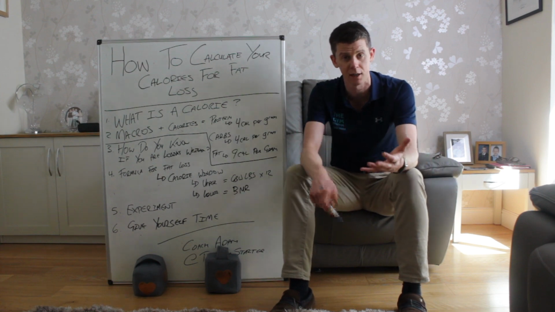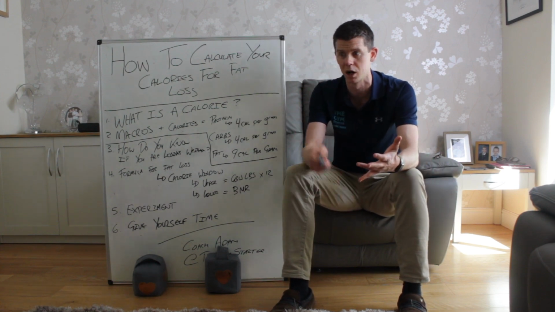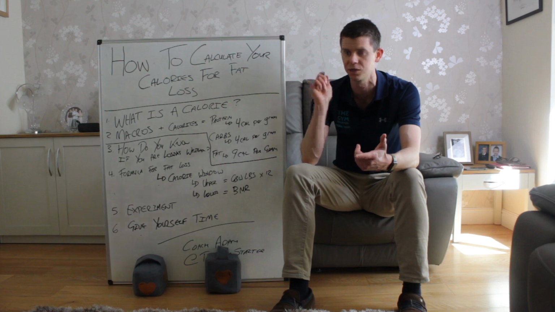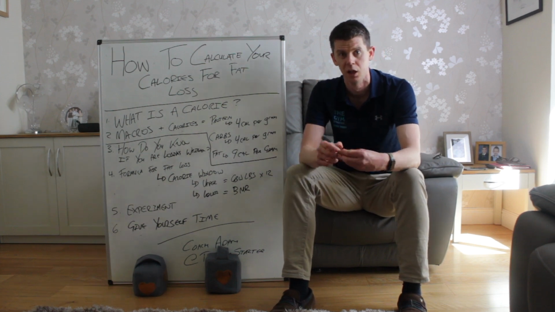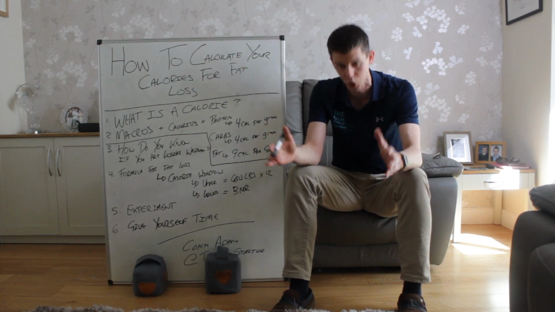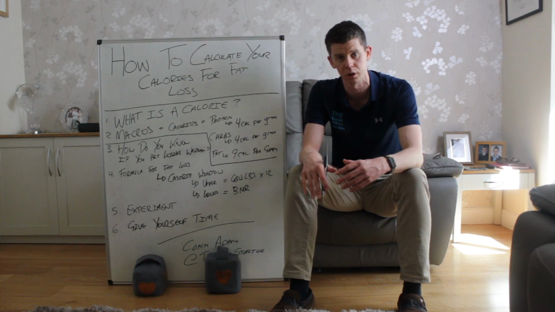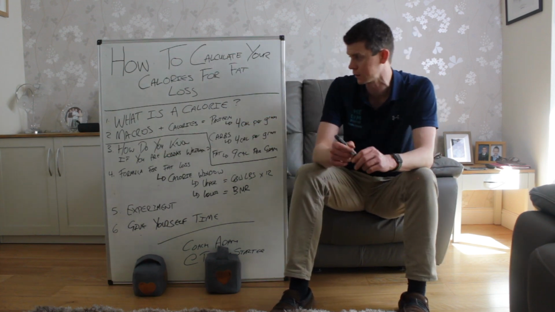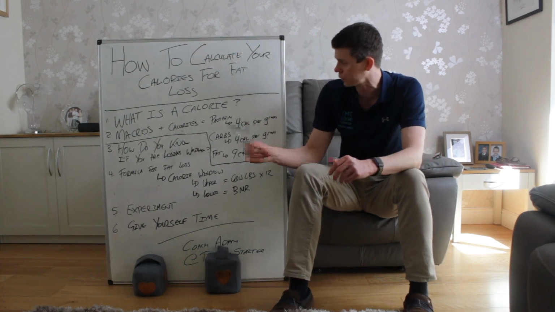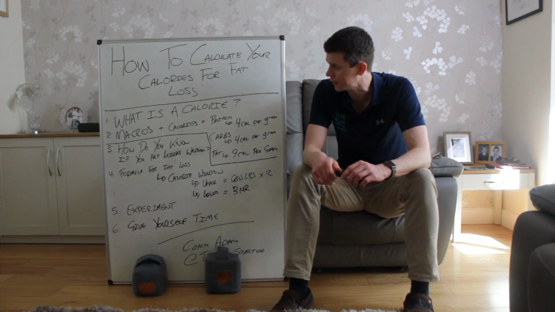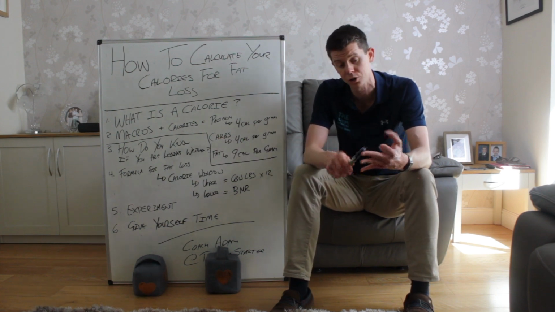Whether that be pancakes, whether that be cereal bars, whether that be crisps, whether it be salads, whether it be lettuce. If you used to eat 200 calories, you're going to get 200 calories into your body. Point 2, macros and calories. There's 3 macronutrients that you can have: protein, carbohydrates and fat.